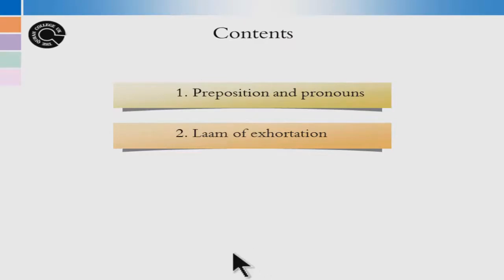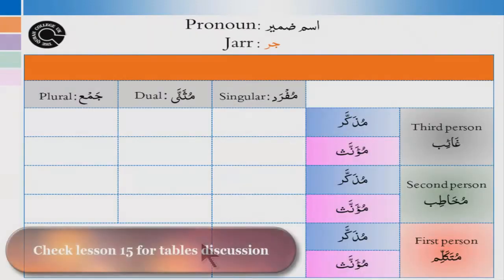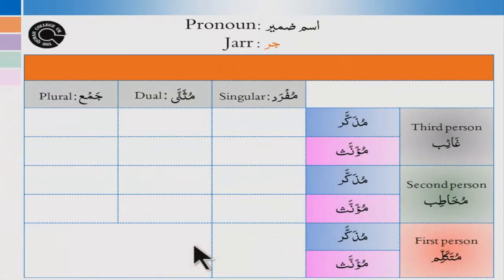Now here we would be looking at the preposition pronouns and phrases, and also together with it we will be looking at the lam of exhortation. Now in one of the previous lessons we have looked at three tables, where one table was used for detached pronouns and two tables were used for the attached pronouns, and we will now be taking the attached pronouns. But there were two attached pronoun tables. One of them was used for the nasab case and another one was used for the jar case, because the preposition particle pushes the noun or the pronoun into the jar, so therefore we will be using the jar table.